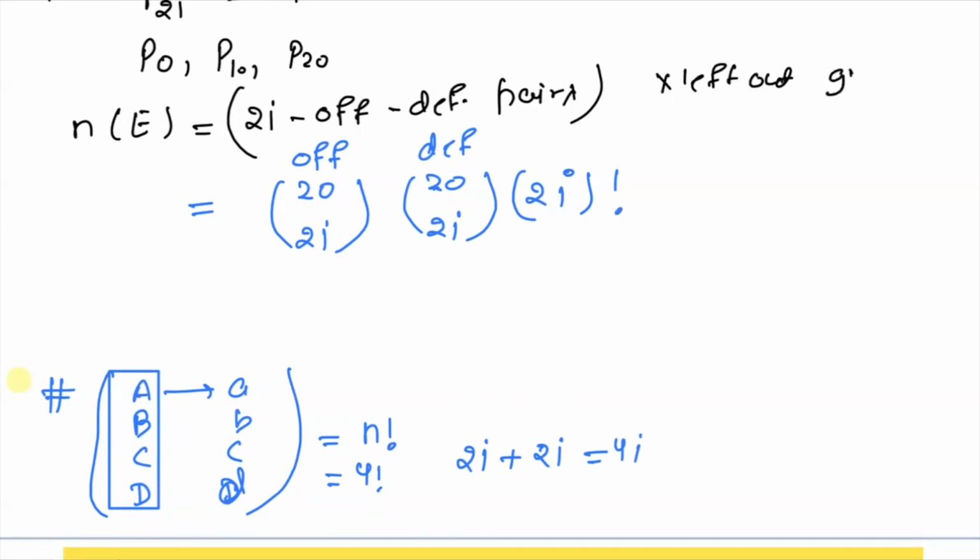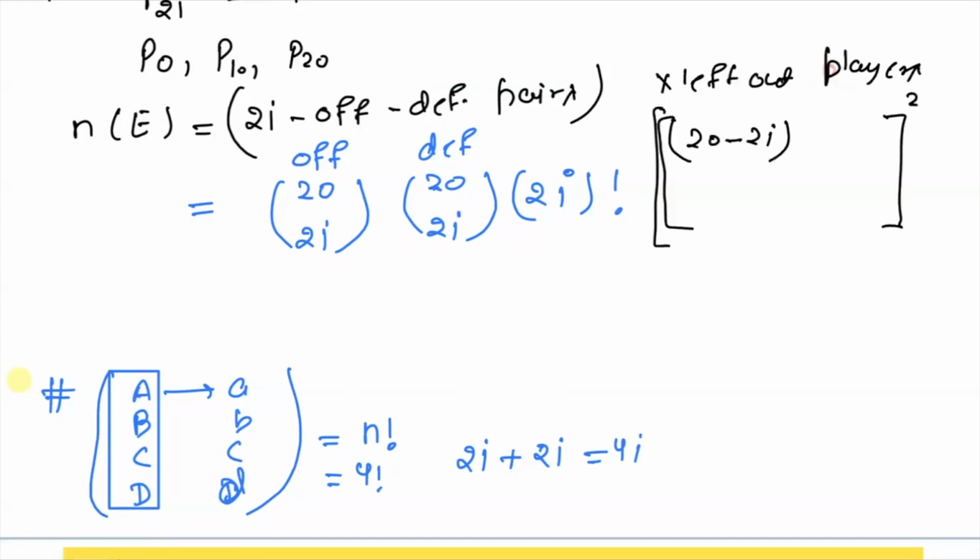Left out players. So what about the left out players? You are having 20 minus 2I offensive players and similarly defensive players. Whatever I do for one, it will be the same for the other, so I'm just using a square here. I need to distribute them into groups of 2, so 2, 2, and up to 2.